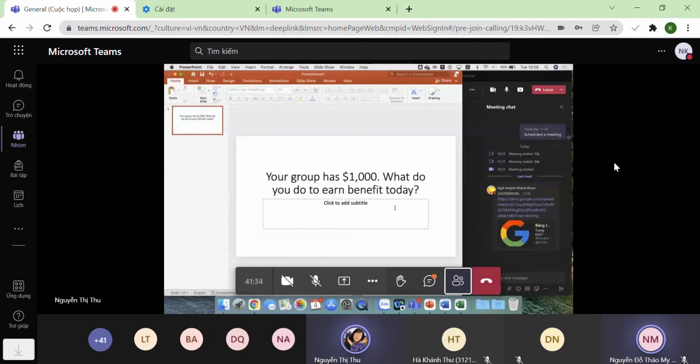When you have your group, please do this action. Discuss with the members of your group. Suppose your group has $1,000, and what do you do to earn benefit today? For example, I lend you $1,000 today. And what do you do to earn benefit? At the end of the day, we will earn something.